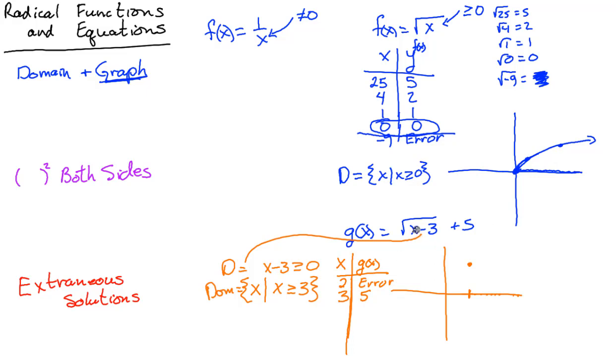Let's stick in something that'll come out nice if we can. Stick in a 4. 4 minus 3 is 1. Square root of 1 is 1 plus 5 is 6. Good. So we get 4, 6. Okay. What's the next good square root that'll come out? Square root of 4 would be nice. So let's stick in a 7. 7 minus 3 is 4. Square root of 4 is 2. 2 plus 5 is 7. So 7 is going to be one. And you can kind of see from there where we're headed. We're going to get this shape again. It's kind of half of a U headed off to the right.